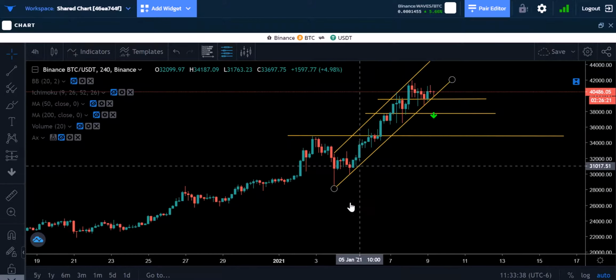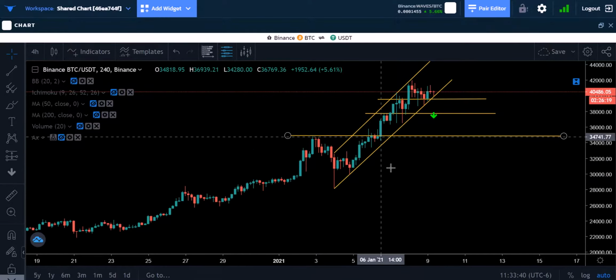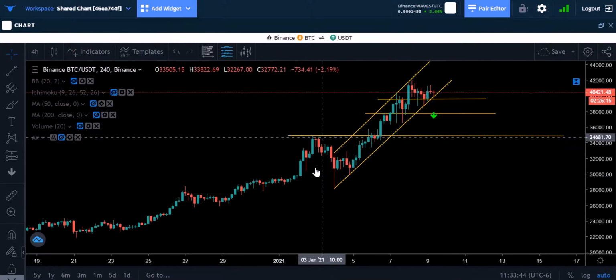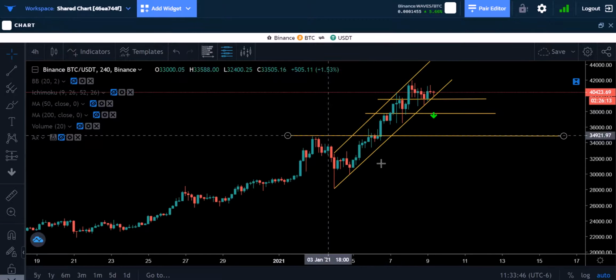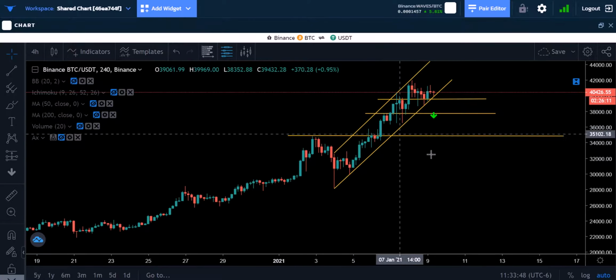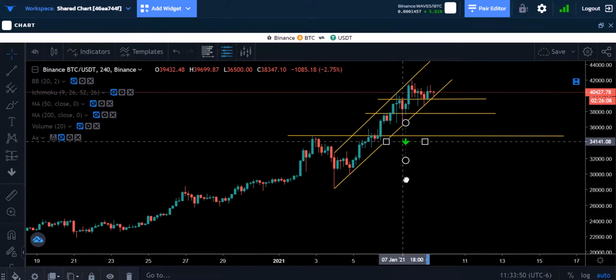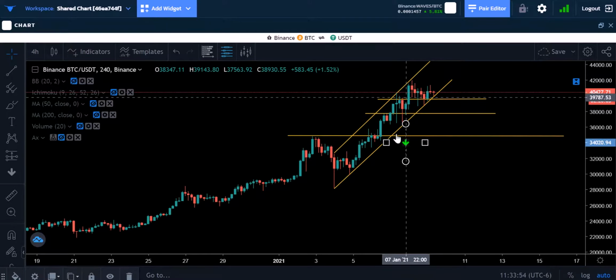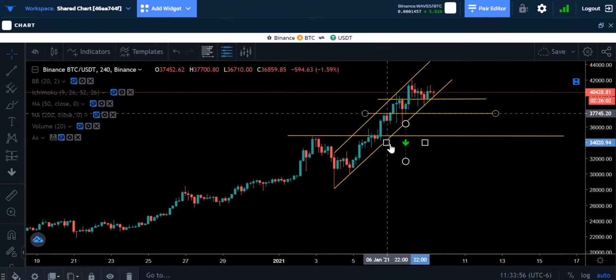So I buy down here. We break up above this first resistance. I know that's resistance because we resisted right here. So once we break above that, I may move my stop loss somewhere around here, and then we keep going up. We bust up, but we show signs of resistance at this level.